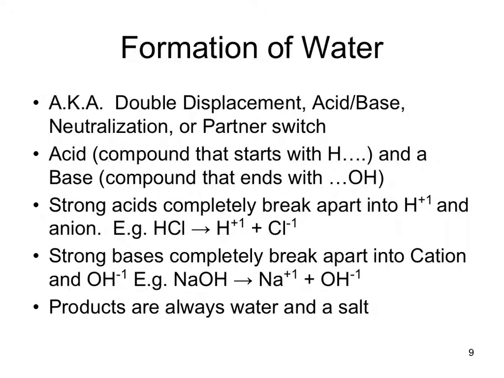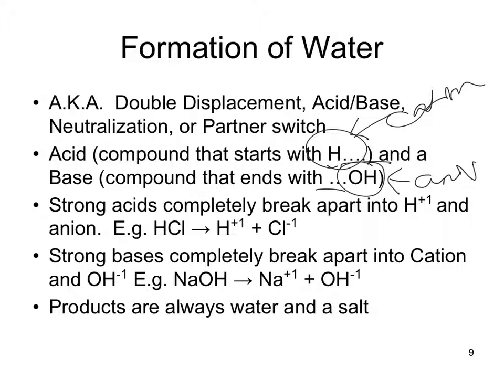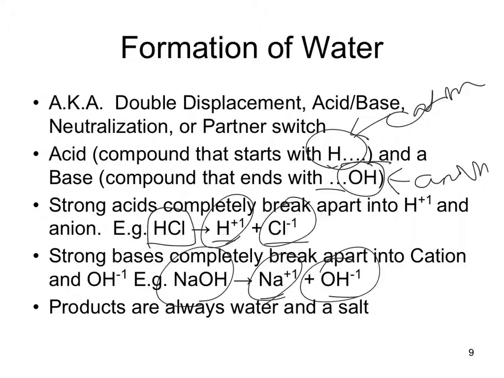Alright, formation of water, otherwise called an acid-base neutralization. You're always going to have an acid which starts with an H something and then a base which is something OH. So this will always be the cation and this will be the anion. Strong acids completely break apart into water. Strong bases completely break up into water. Acids will do an H and something, bases will do something and an OH. The products are always water.